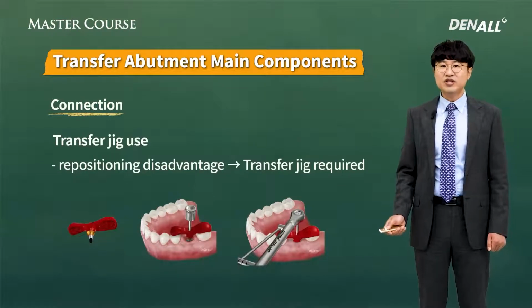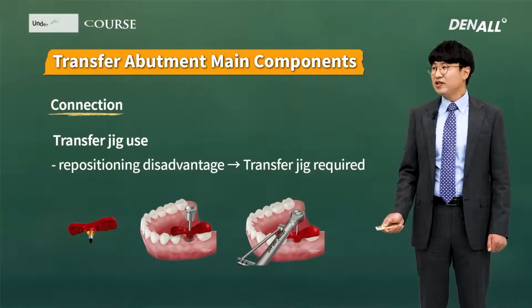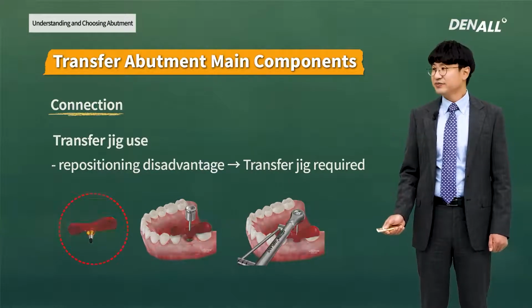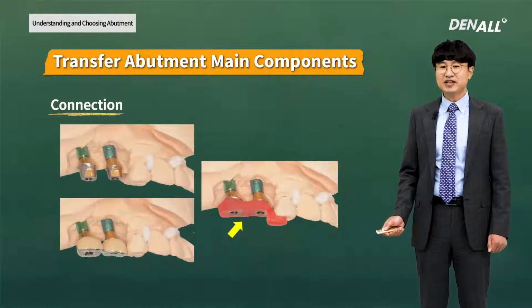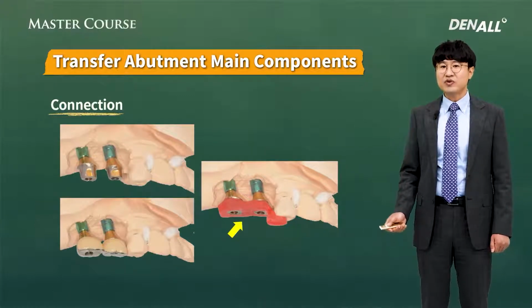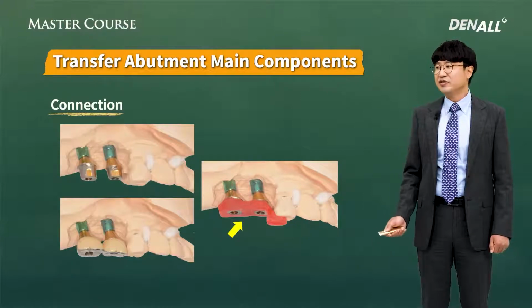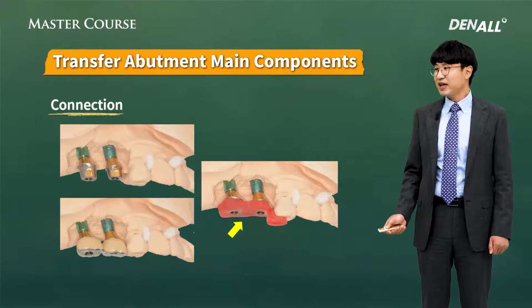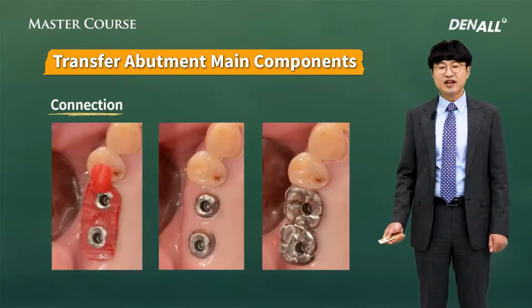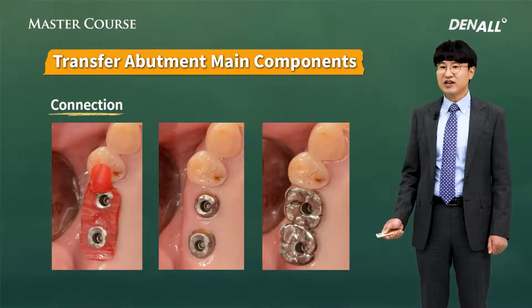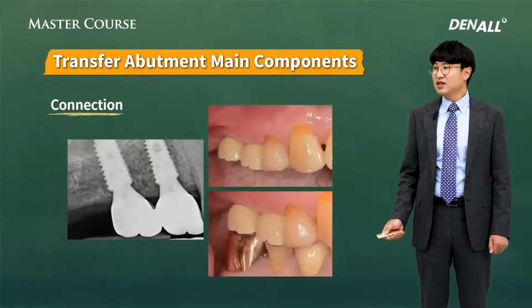For non-hex type, a transfer jig is necessary to reproduce the locations. The red structure here is the jig. Let's look at a clinical case. For a non-hex abutment, to transfer the locations on the model to the mouth, the red structure, the transfer jig, is necessary. Through the transfer jig, the locations on the model are transferred to the mouth. Final prosthetics is completed.